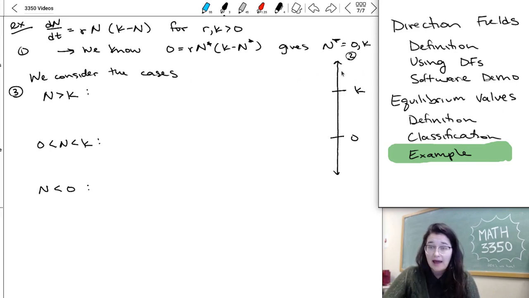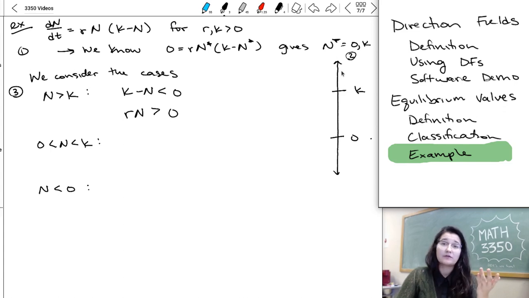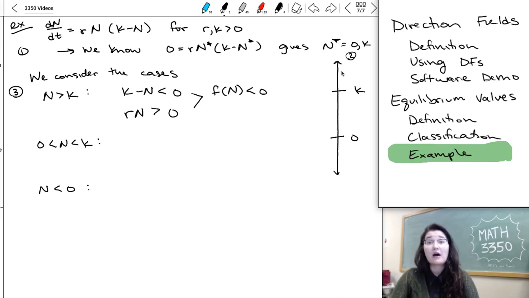So when N is bigger than K, we've got K minus N has to be less than 0. So if K is 100 and N is bigger, like 150, then K minus N is minus 50, a negative number. And R N is bigger than 0 because R is a positive number and 0 is over here, so N has to be bigger than that. So it's positive. And so taken together, that means that f of N is going to be less than 0, or a negative number. When I multiply a negative and a positive, I get a negative.